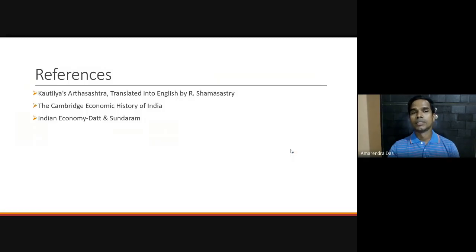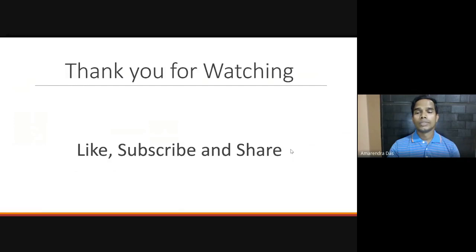You can see the references: Kautilya's Arthashastra translated into English by Shama Shastri, then the Cambridge Economic History of India, and the Indian Economy book by Dutt and Sundaram. We should also look at Maddison's book for getting the historical data on world GDP that is available in the public domain. Now, with this we conclude.